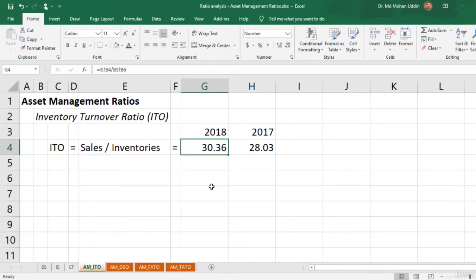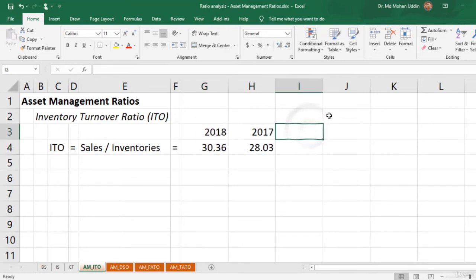Now, what about the time series comparison? That means comparing over time. We can look at the time series comparison for at least 2 years here, because we have the calculation results for 2017 and also 2018.